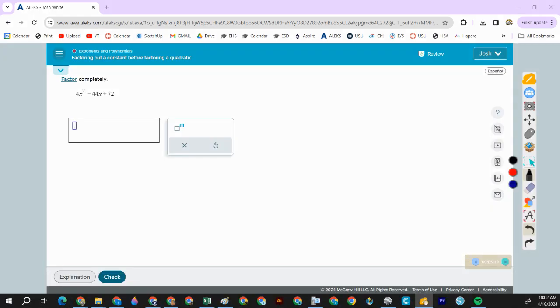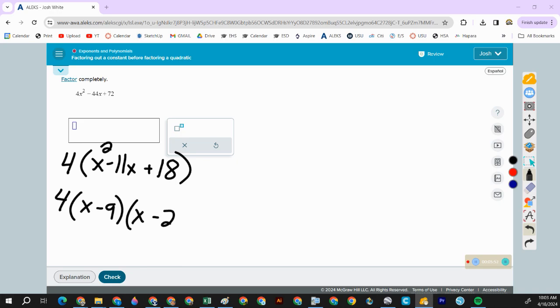Okay. Here it wants me to factor completely, but notice I can pull out a 4. So I'm going to pull out a 4, and that will give me x squared minus 11x and 14. Let me double check that. 18. Okay. So that is 4 times x minus 9 and x minus 2. And that would be the factored form.